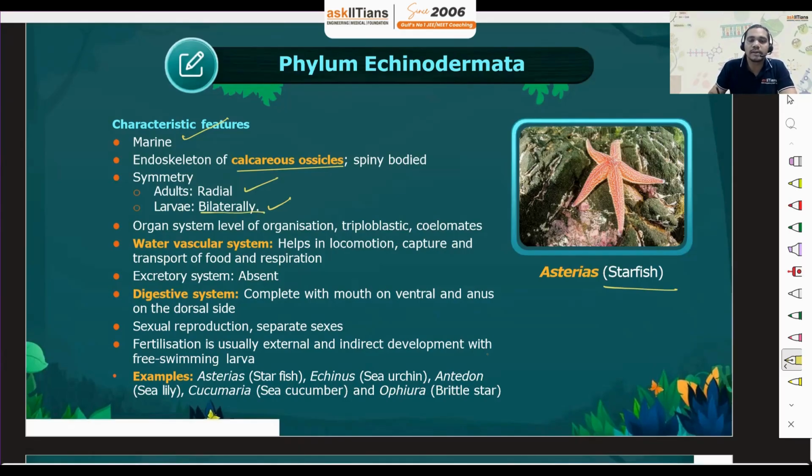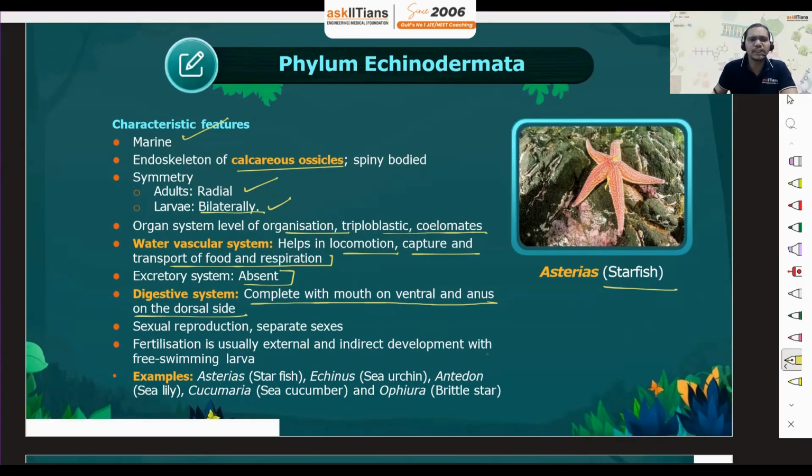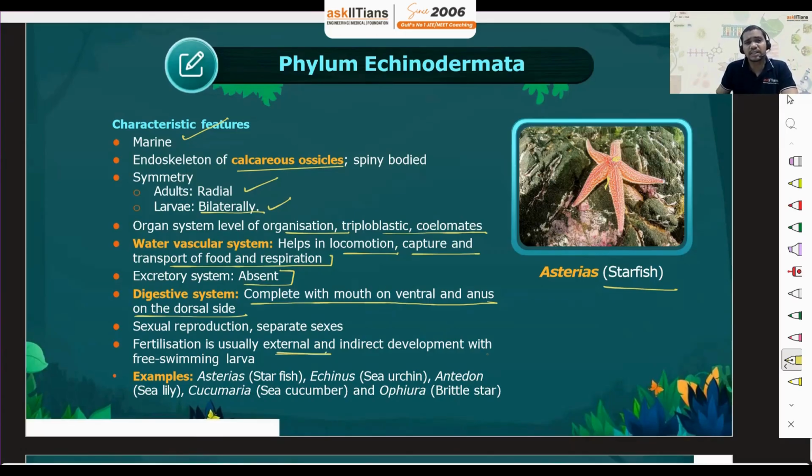The organ system level of organization, triploblastic, coelomate. The water vascular system helps in locomotion, capture and transport of food, and respiration. Excretory system is absent. The digestive system is complete, with the mouth on the ventral side and the anus on the dorsal side. So this will be the anus and below is the mouth. Sexes are separate. Fertilization is usually external, and development is indirect with a free-swimming larva.